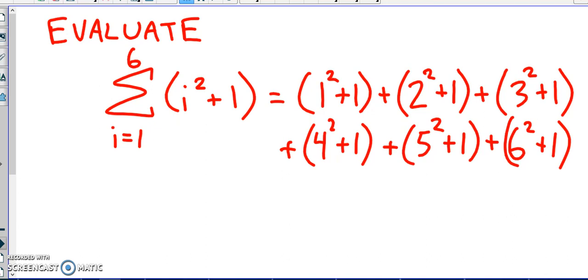So that would be 2 plus 5, plus 10, plus 17, plus 26, plus 37, which you can crunch out, and that comes out to be 97.